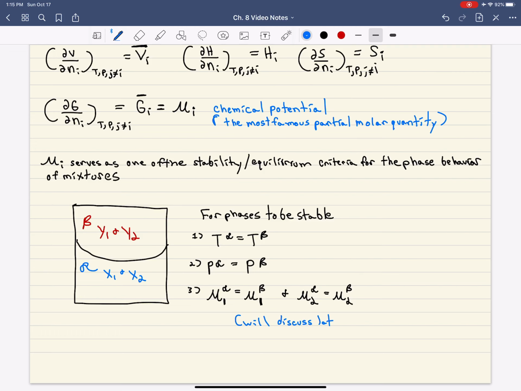But essentially, the main point I want to emphasize is that these chemical potentials turn out to be useful if we want to study the phase behavior and equilibrium behavior of our mixtures.